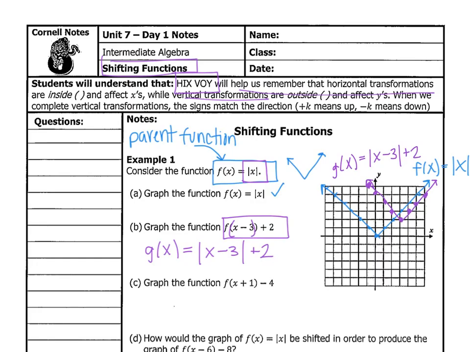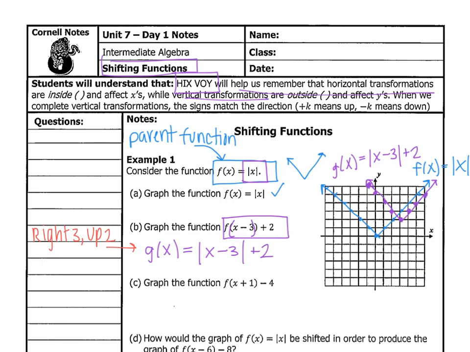Now let's talk about what's happening in this graph. We went from the blue to the red here. We started, let's say at the origin down here. The vertex, the turning point, is at the origin. So if I take this vertex at 0, 0 and move it to the new vertex over here at 3, 2, it looks like we're shifting to the right 1, 2, 3, and then we're going up 2. So let's make ourselves a note of that here. For part B, we went right 3 and up 2.